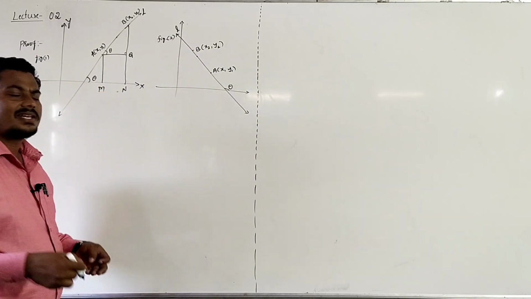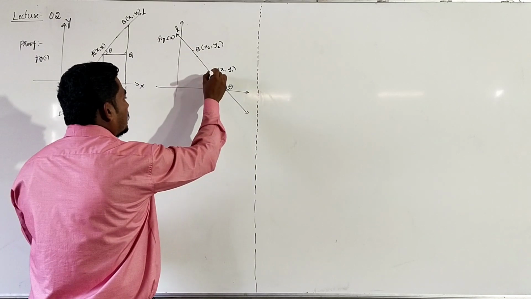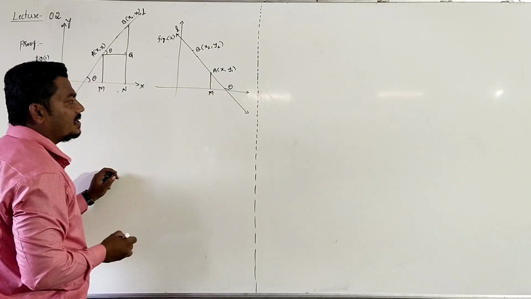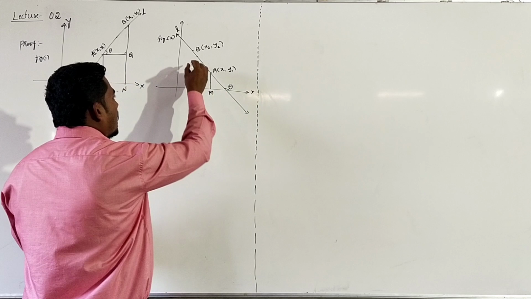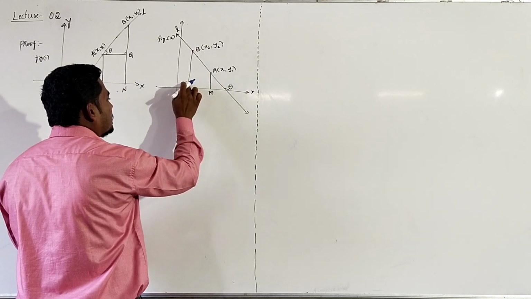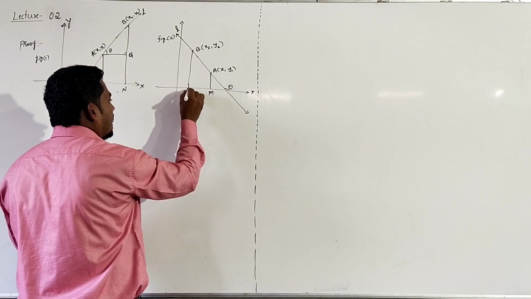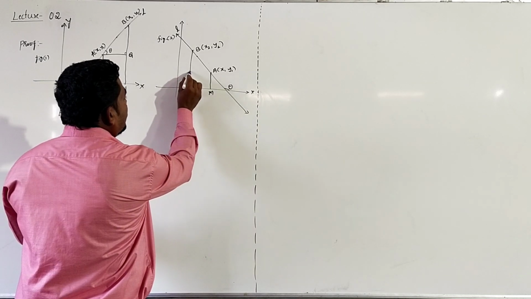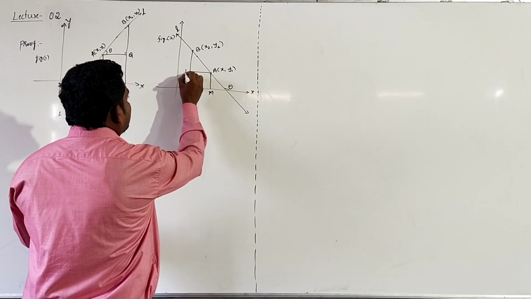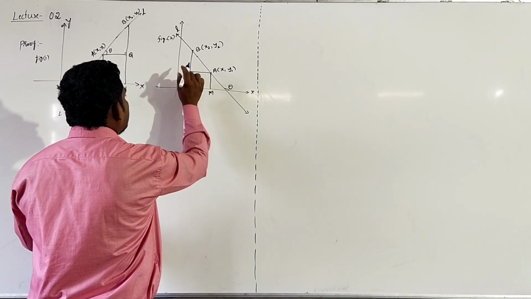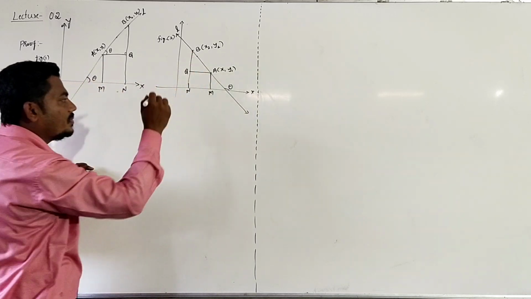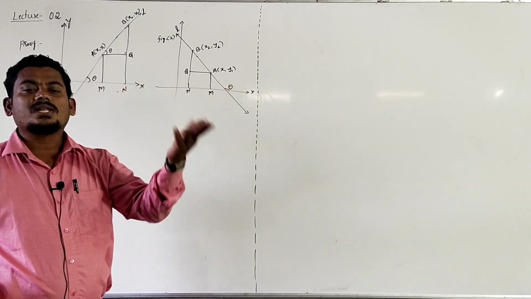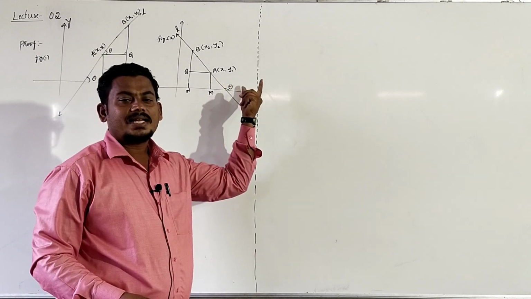Now draw the perpendiculars, same procedure only. Take AM perpendicular to x-axis and BN perpendicular to x-axis, right? After that, draw one more perpendicular, that is AQ. In this figure also, AQ is perpendicular to BN only, but in this case theta is more than 90. It is an obtuse angle, right?